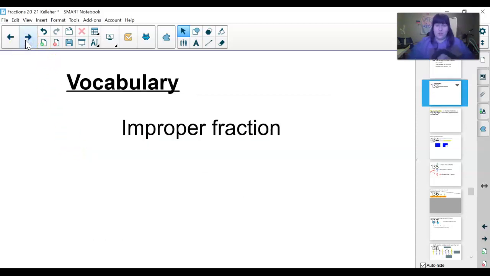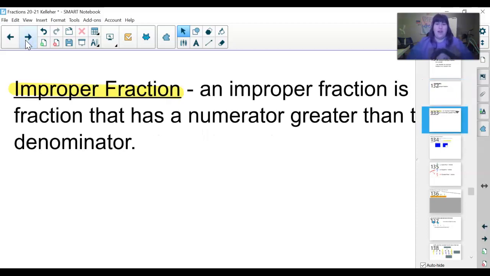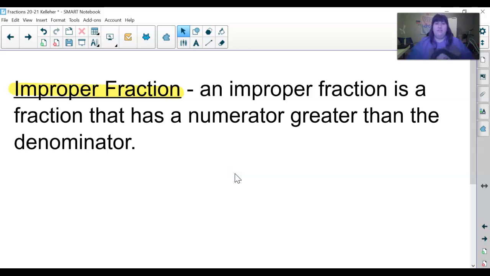So you want to get out your fraction notes and you're going to add this word, improper fraction. An improper fraction is a fraction that has a numerator that is greater than the denominator. Add this definition and then you'll add some examples later on to your fraction notes.